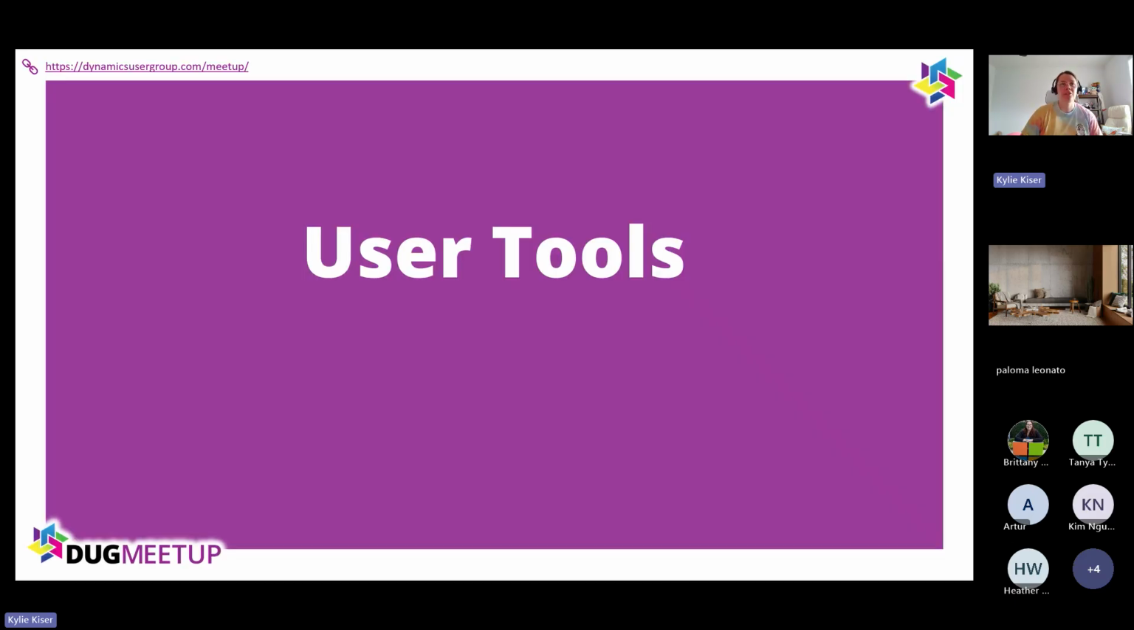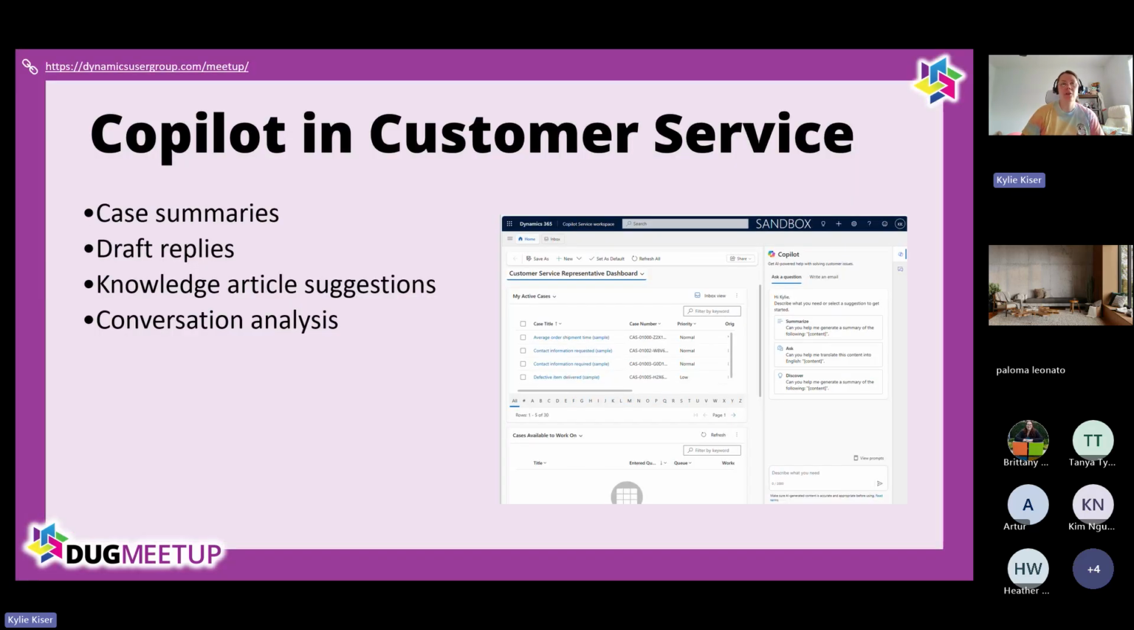So let's jump into some of the user tools. I want to call out things that are already in place within some of our Dynamics products. And we'll talk a little bit about some of the licensing for those as well. Most of these require limited configuration, and then they should be able to help your users be more productive, right? So we have Copilot, of course, and everything is called Copilot.